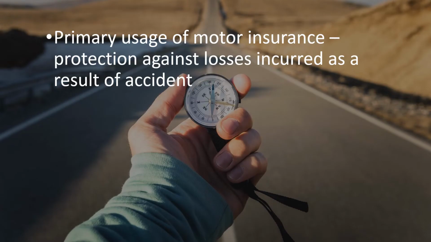The primary usage of motor insurance is to provide protection against losses incurred as a result of an accident. Motor insurance is required not only to cover risk towards the owner and the vehicle, but also to cover the financial liability that may arise from an accident injuring a third party.